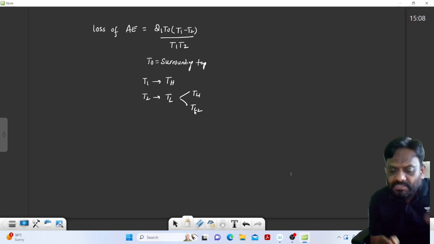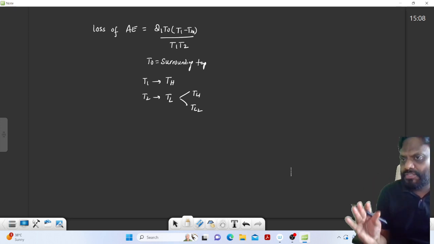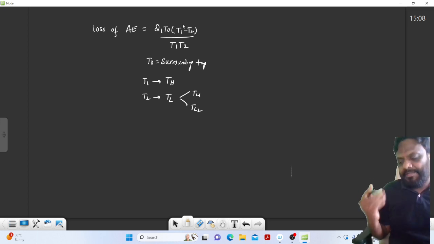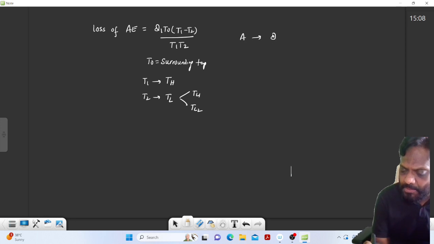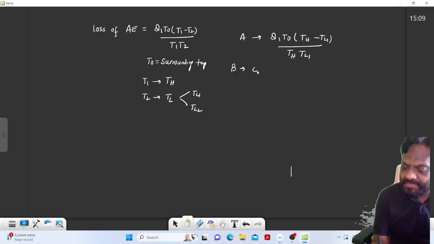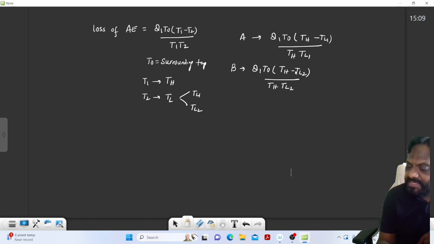I have told you very clearly, the larger the temperature difference, the larger is the loss, or the more is the irreversibility. As the temperature difference is large, it will move far from reversibility. So in case A, it will be Q1 T naught into (TH minus TL1) by TH into TL1, where T1 is TH and T2 is TL1. In case B, it is the same Q1 T naught, (TH minus TL2) by TH into TL2. If you observe, the temperature difference is large in case A because TL1 is less.